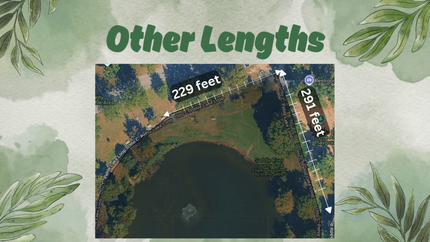So then I had to find the other lengths of the different parts of the path, and I did this utilizing the Google Maps measuring tool, which I also used to find the different points for the curves. And so for the triangle at the top, I found that the two lengths are 229 feet as well as 291 feet.